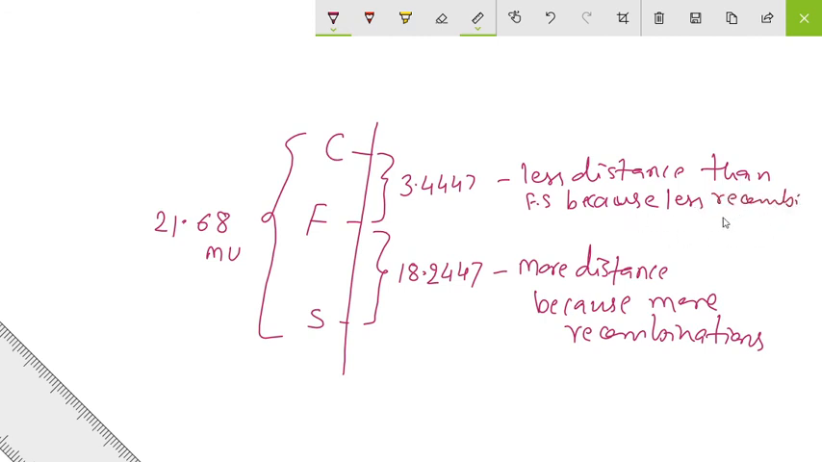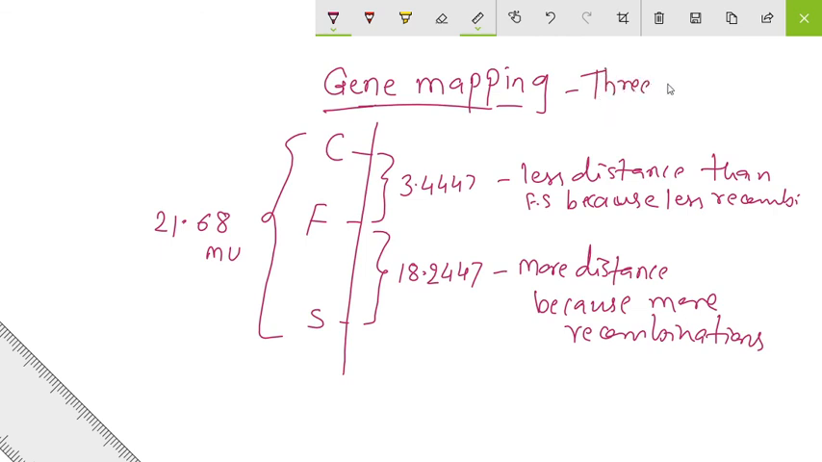So in this way we can calculate the distance between the genes. It is known as gene mapping. So it is the 3-point test cross. I hope you got the points.